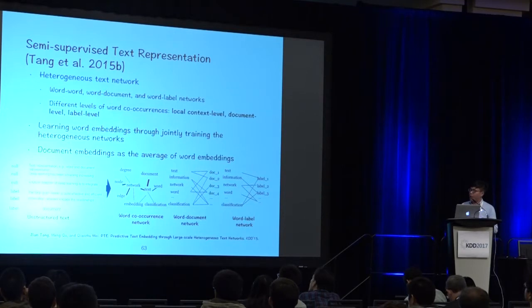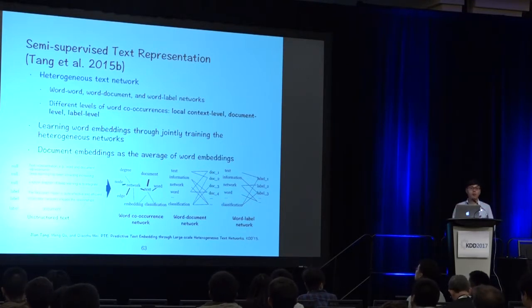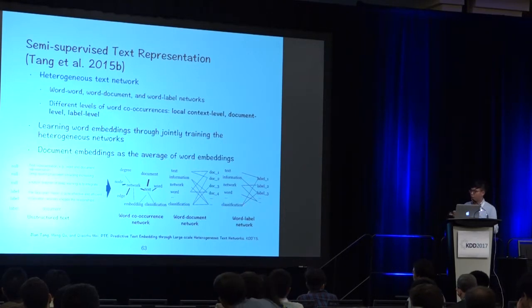In our previous work, we use node embedding to learn semi-supervised text representations. Previously, given documents of text, we can construct word co-occurrence networks and also word-document networks from the text. These two networks essentially encode unsupervised information and don't contain any supervised information. Besides these networks, we also introduce a third network, which is a network between the words and labels. Here we use document classification as an example.